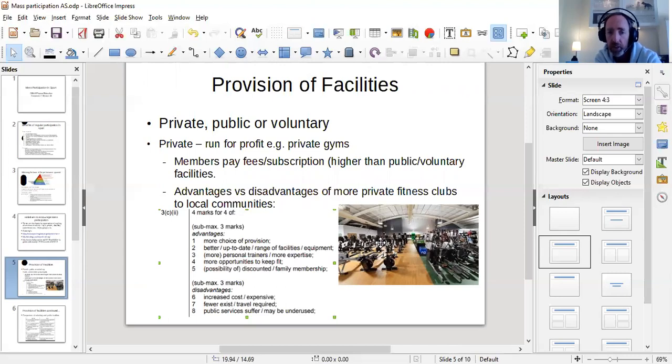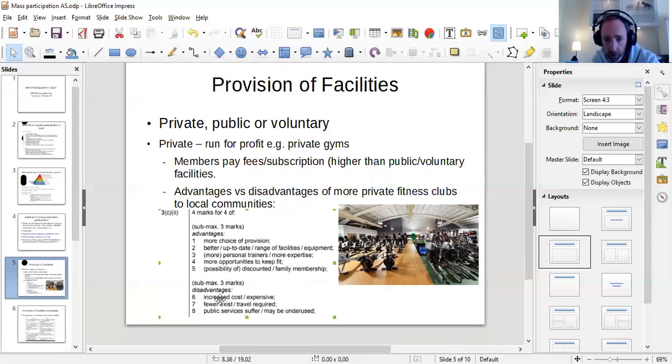Now, the benefits that you will have by joining a club like this is more choice of provision, better, more up-to-date facilities, more up-to-date equipment. You will have probably more personal trainers on hand. Possibly the trainers will have more expertise, and these private clubs will probably pay more and attract the more qualified or better coaches. More opportunities to be fit. They'll have a full range of classes, activities to choose from. The times available will suit most, and they'll probably offer discounts for family memberships.